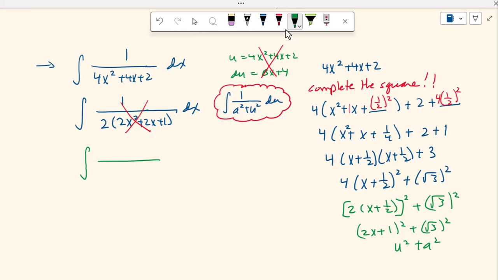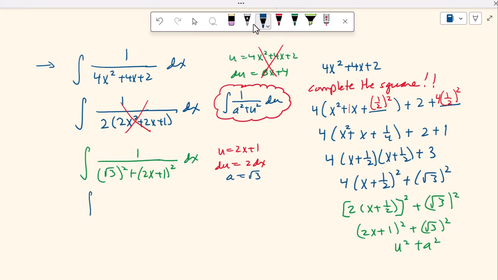So I have root 3 quantity squared plus 2x plus 1 quantity squared dx. Now I can start identifying my u and my du, and I have my a as well. So everything fits. The only thing I don't have is that 2 dx right here. So I'm going to multiply by a 2 on the inside, compensate with a 1/2 on the outside.